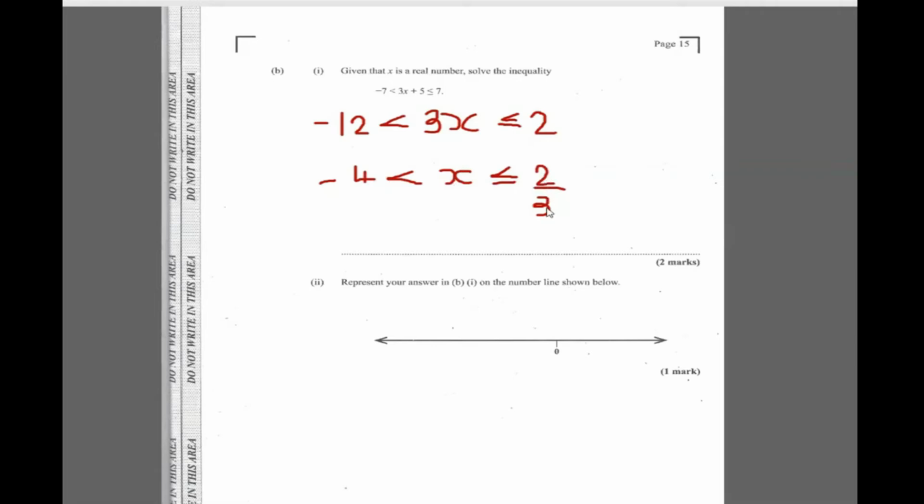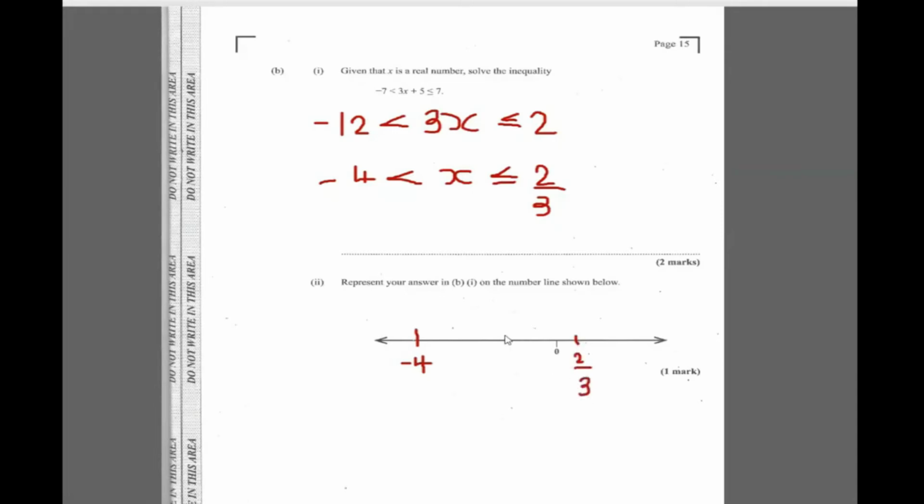x must be between 2/3 and -4. So represent your answer on a number line. I'm just going to put on the number line somewhere -4. And I'm going to put on the number line somewhere 2/3. Maybe 2/3 is right here. I use this fraction for 2/3.